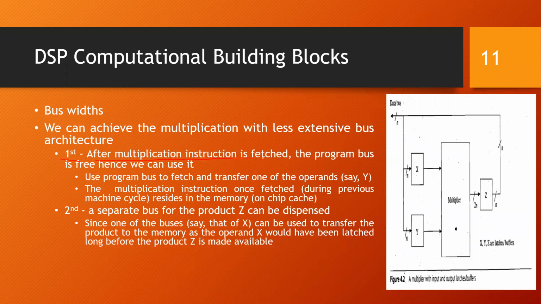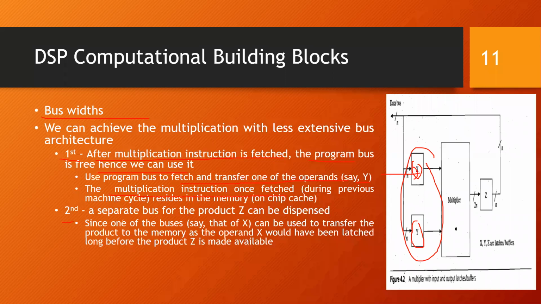First, after the multiplication instruction is fetched, the program bus is free. So I can use that to fetch one of the operands, say y, and x is already available. Say for example that x has already been fetched and y will be fetched using the program bus. You fetch either x or y, so this is how you increase the speed of operation for fetching using the buses which are available.